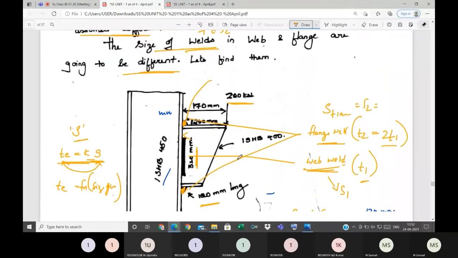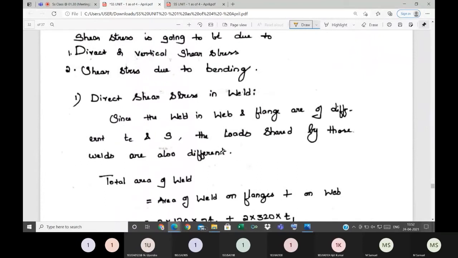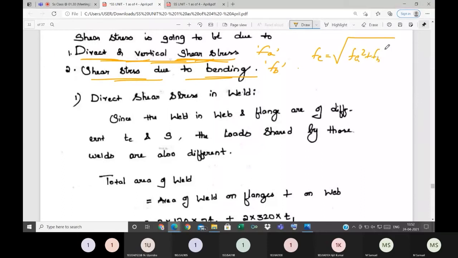Now let me make you understand that, similar to what we studied in type 2, there are two stresses that are going to be generated in the welds, in both the flange and web welds. You are going to see direct or vertical shear stress, represented by FA, that is the usual expression, given by force divided by effective area of the weld. Of course, we will go into that. And the second one is shear stress due to bending, which is called FB. I told you that. And we get the resultant F, which equals root over FA square plus FB square.